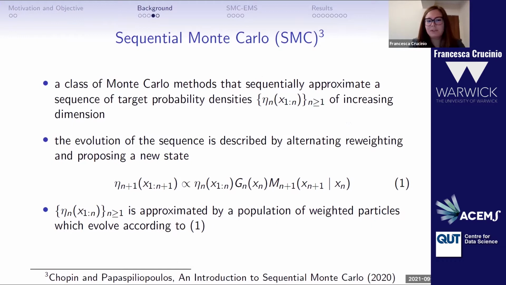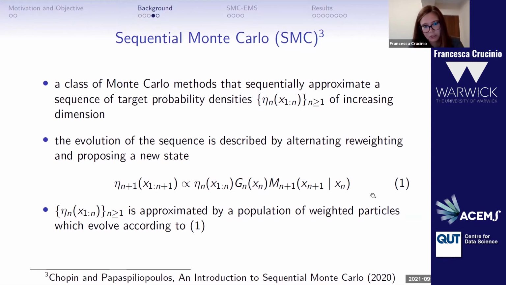So broadly, I would describe sequential Monte Carlo methods as a class of methods that sequentially approximate a sequence of target probability densities. But most importantly, what I will really need for the rest of this talk is the dynamic that the sequence of distributions follow. So to update from time n to time n+1, we will perform a weighting step and a mutation step. So we weight what we already have and we propose a new state.